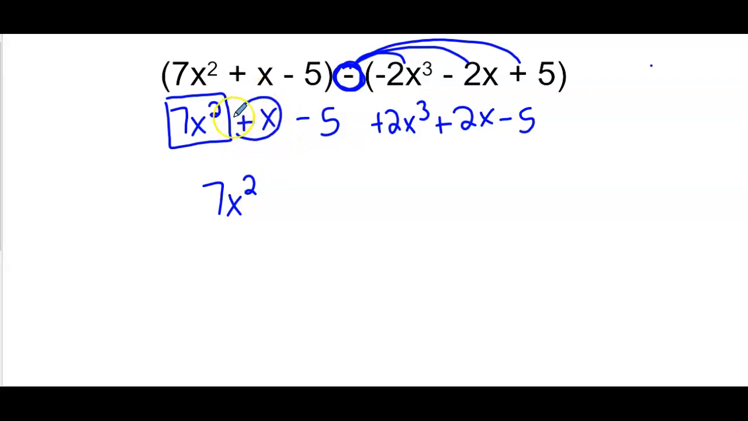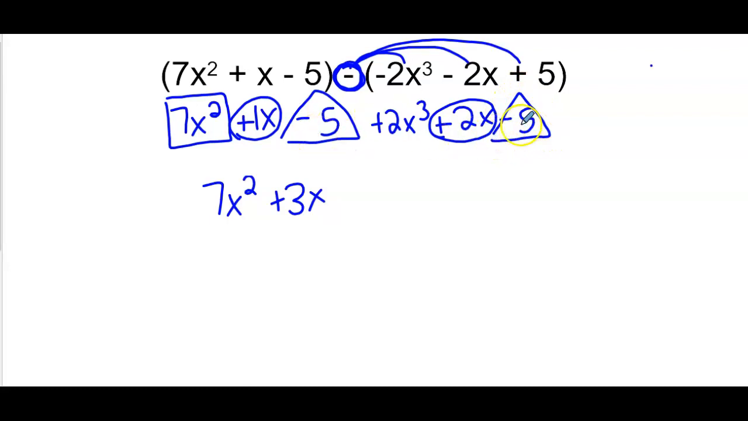Then I see a plus x. Remember, this is actually a 1x. So I'm looking for any other x's, and I also see a plus 2x. 1 plus 2 would give me 3 x's. And since they're positive, I put a plus sign there. Then I see a minus 5, which is a constant. So I'm looking for other constants, and I see another minus 5. Negative 5 minus 5 is going to be a negative 10.